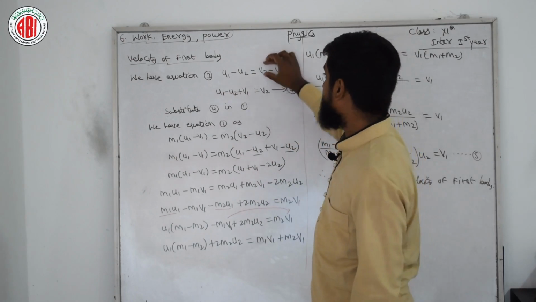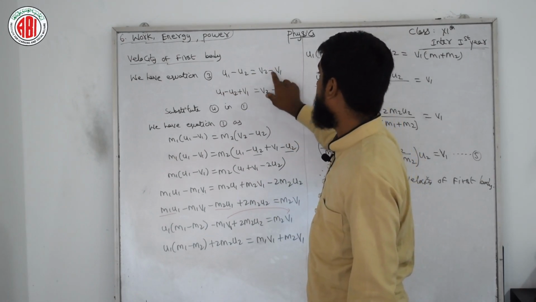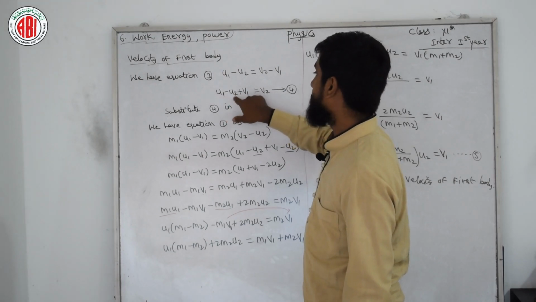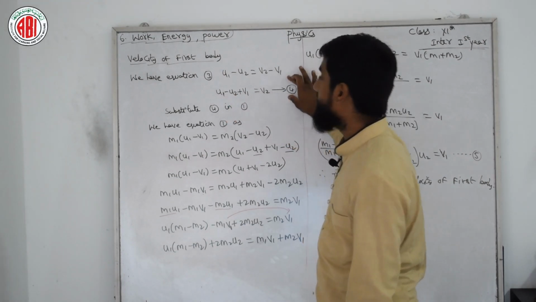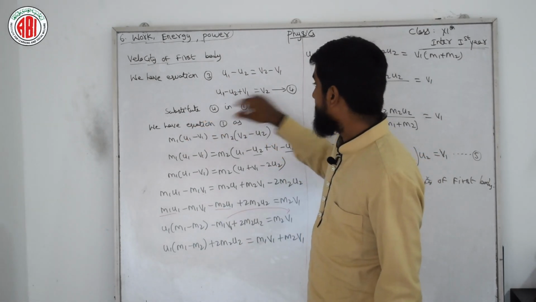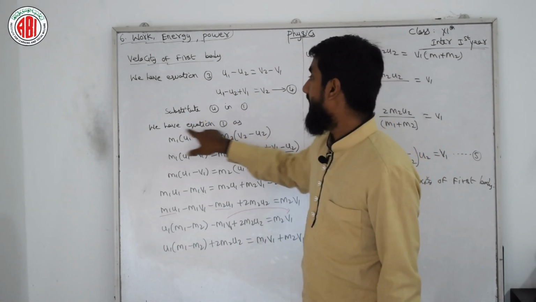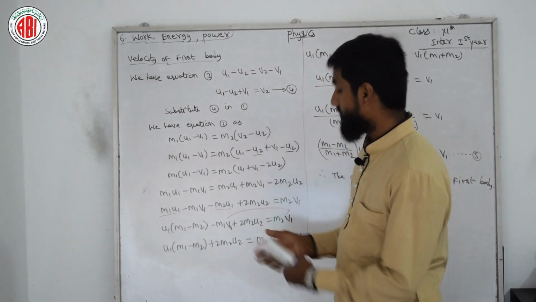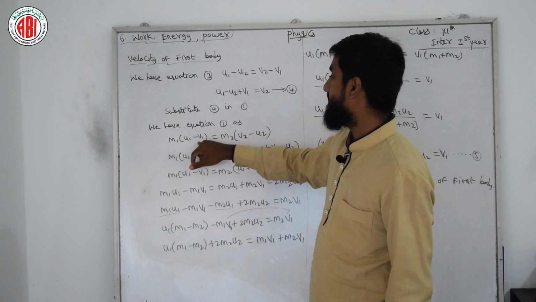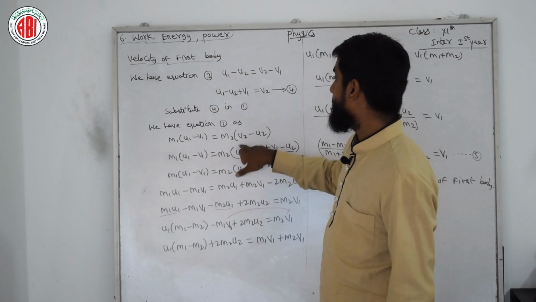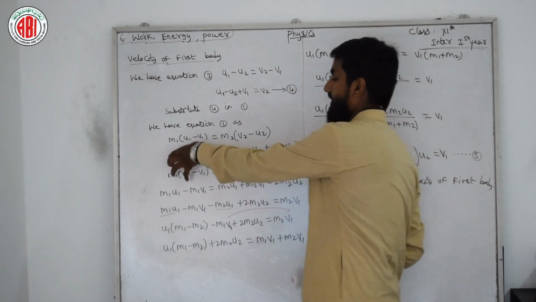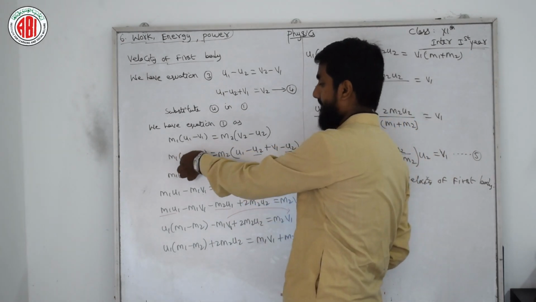Now I am just keeping v2 as it is and sending v1 this side, it becomes plus v1, whereas u1 minus u2 is as it is. This becomes equation number 4. Substitute equation 4 in equation 1. We have equation 1 as m1 into (u1 minus v1) is equal to m2 into (v2 minus u2). After that I wrote the left hand side as it is.